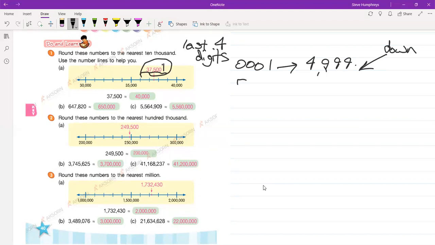If it's 5,000 to 9,999, we need to round up.